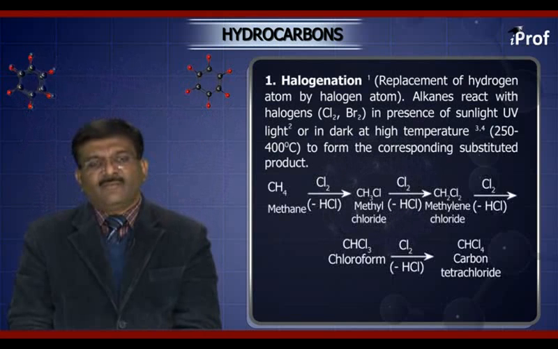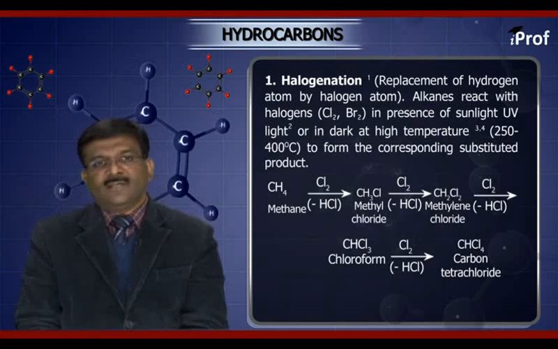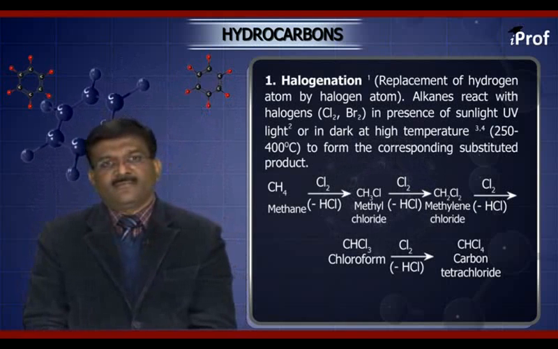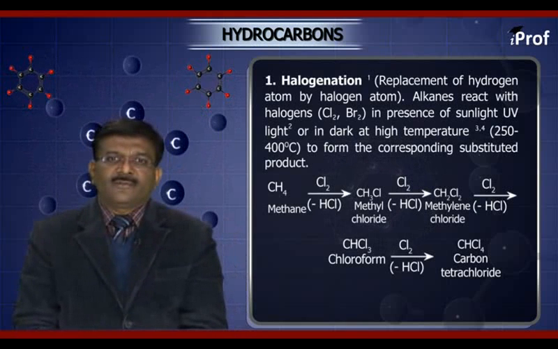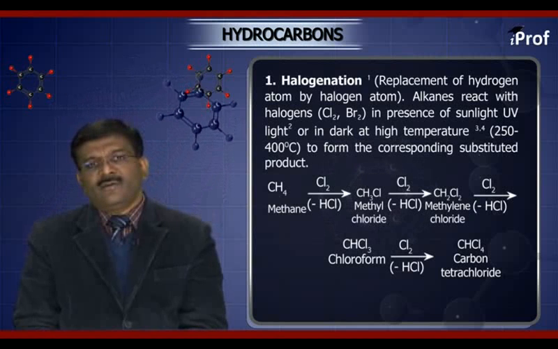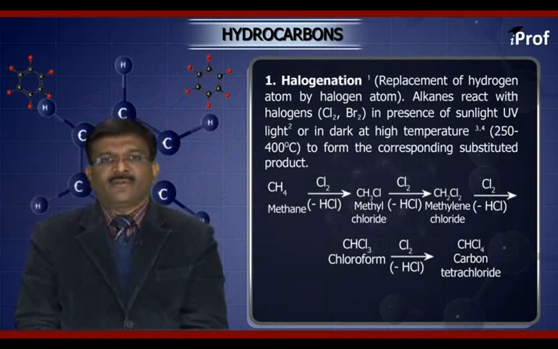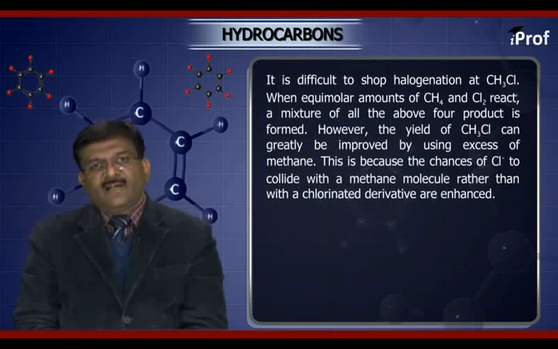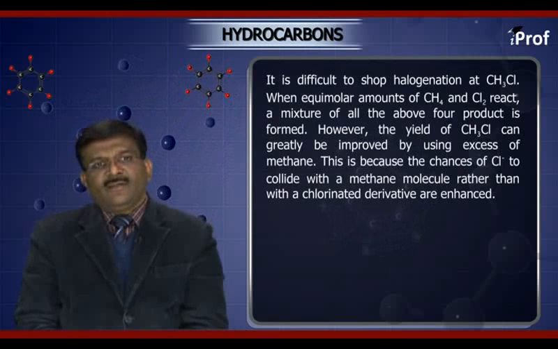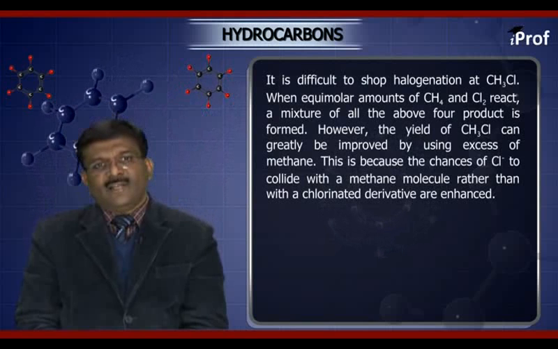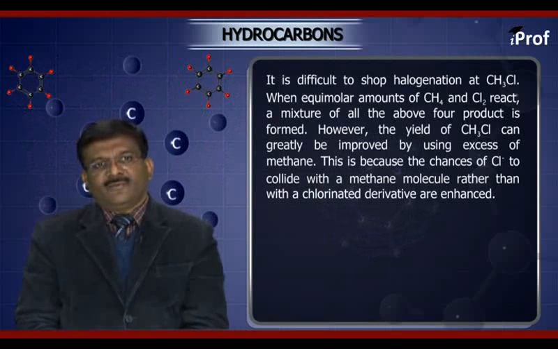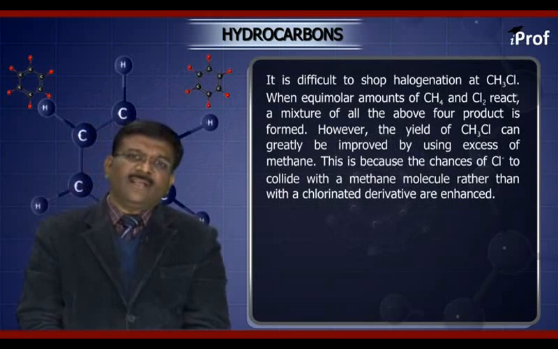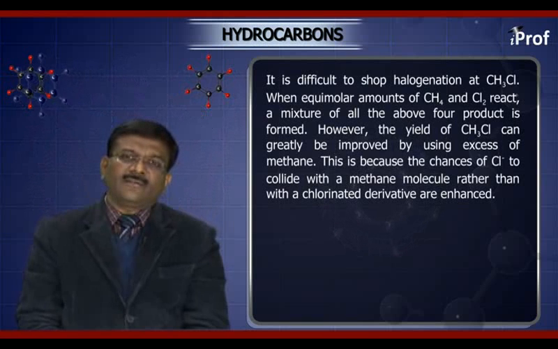The reaction of methane with chlorine undergoes continuous halogenation to give methyl chloride, methylene chloride, trichloromethane, commonly called chloroform, and carbon tetrachloride. It is difficult to stop halogenation at the CH3Cl level when equimolar amounts of CH4 and Cl2 react. A mixture of all four products is formed. However, the yield of CH3Cl can greatly be improved by using excess of methane.